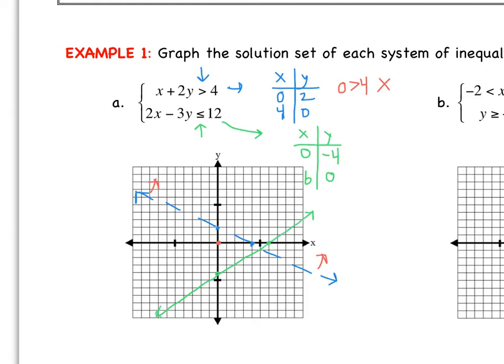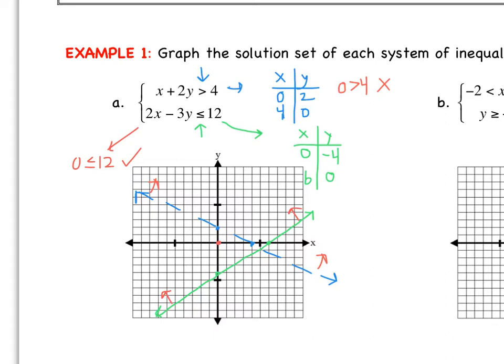I'm going to test another point. Again, I can still test 0, 0, since that's not on my boundary. Okay, so when I plug 0 in for x and y here, right, we get 0 is less than or equal to 12, which is true. So I'm going to shade in that direction.